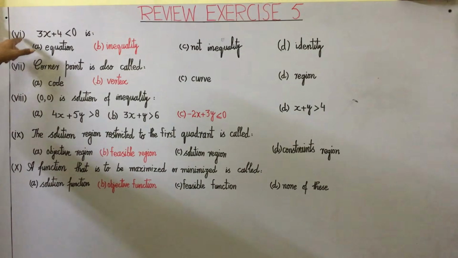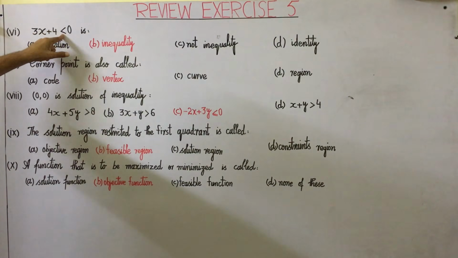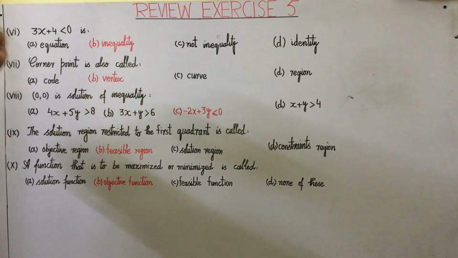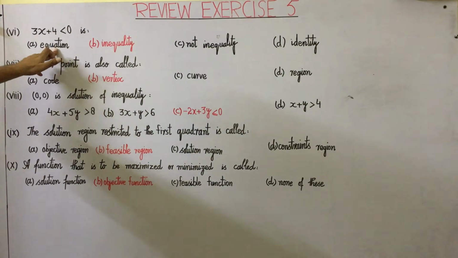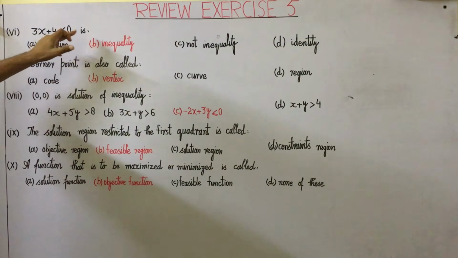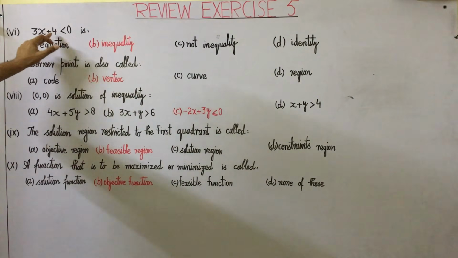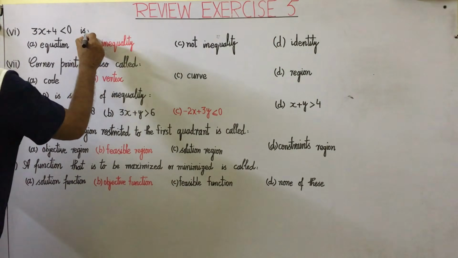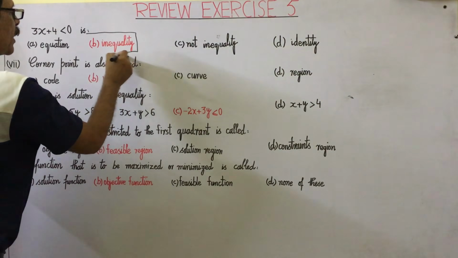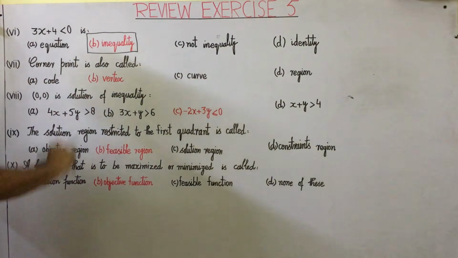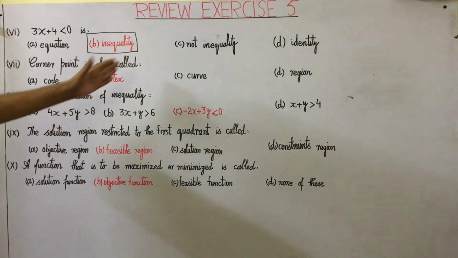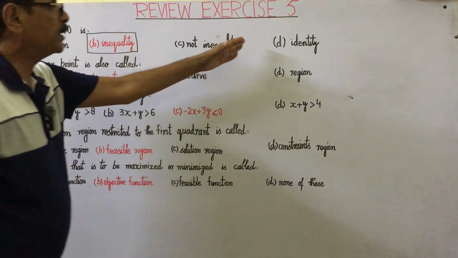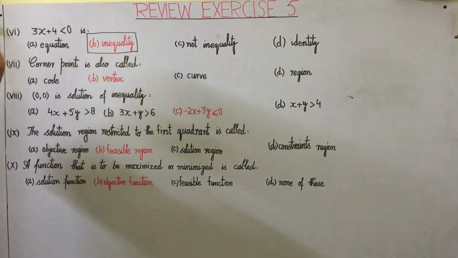Sixth MCQ, 3x plus 4 is less than 0 is equation, no, because no sign of equality. Inequality, yes, it is an inequality. Correct option is inequality. Identity, no, it is an inequality.